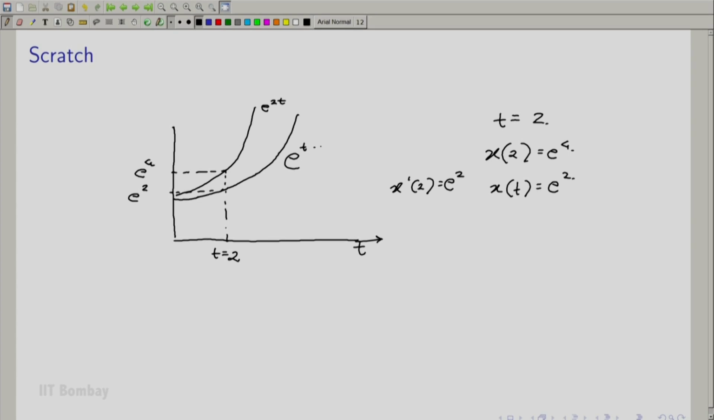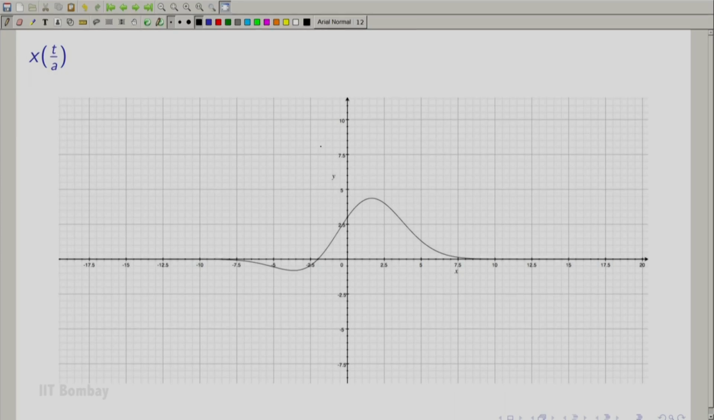Now as you can see, the graph of e power t has compressed when you go from t to 2t, and that's how you explain the apparently counterintuitive paradox which Ashwit noted, and I hope that answers Ashwit's question this time. So now we move on to x(t by a). Again, a is greater than 1, and as expected, the graph of the function has expanded and not compressed as was in the previous case.